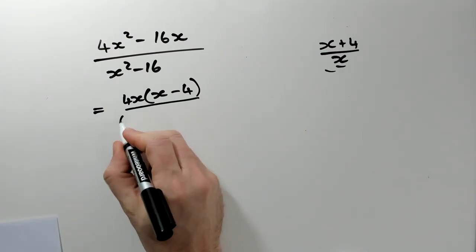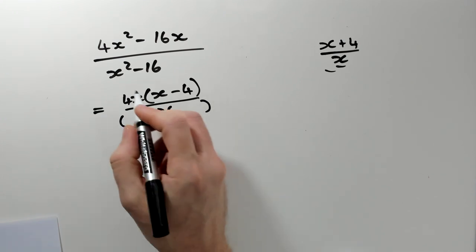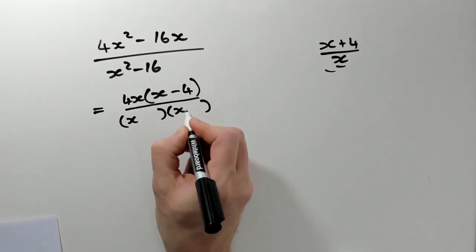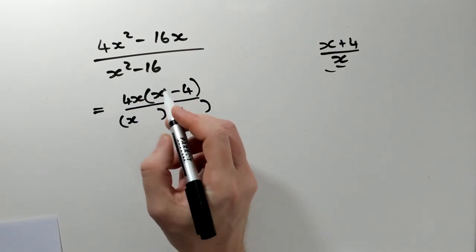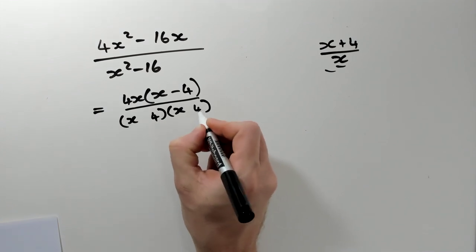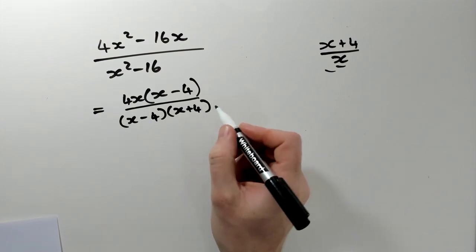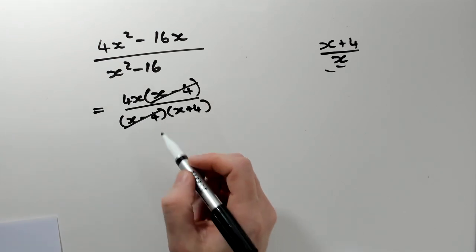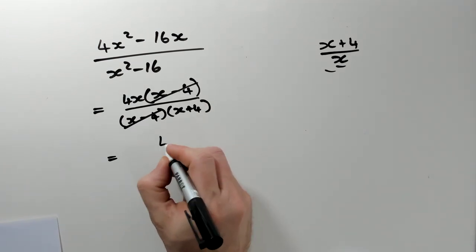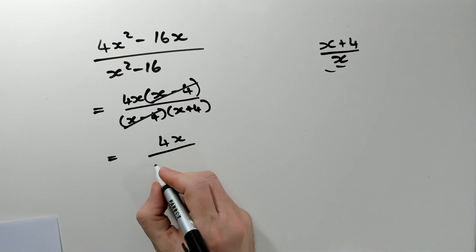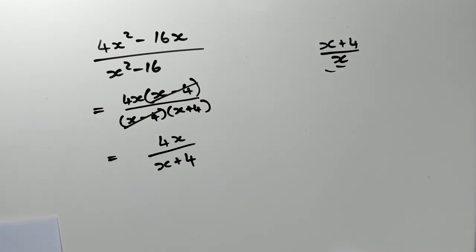So I would just make my 2 brackets again, put my x's there because x times x is x squared, and then 16 square root is 4. Just make sure the signs are different, and now I can see that and that's going to reduce to 1, and I'm left with 4x over x plus 4.